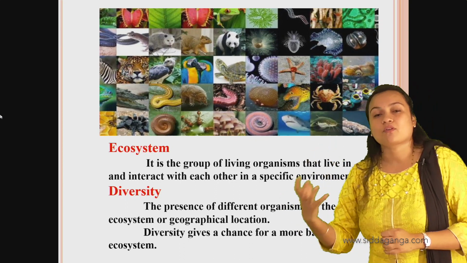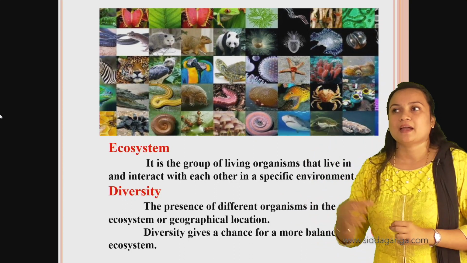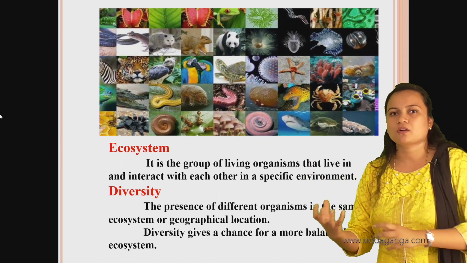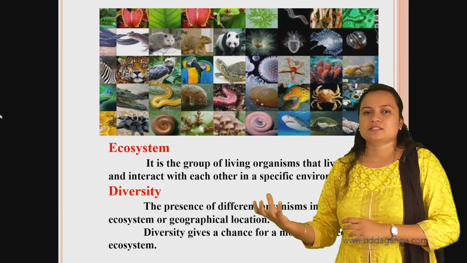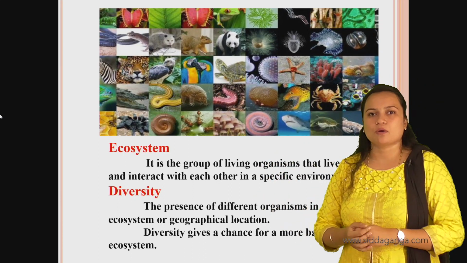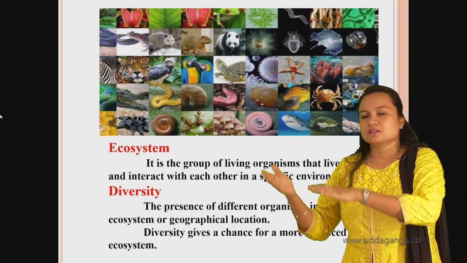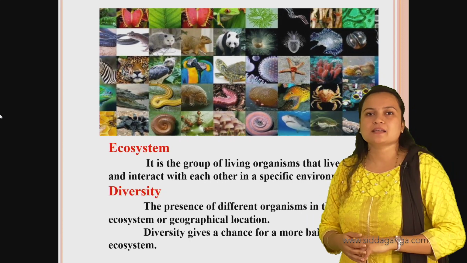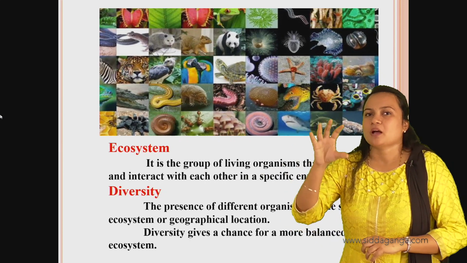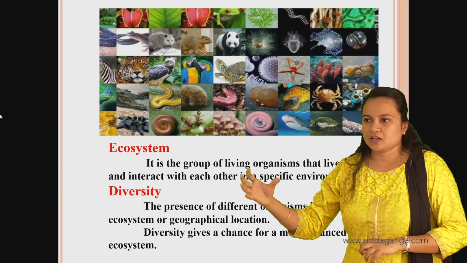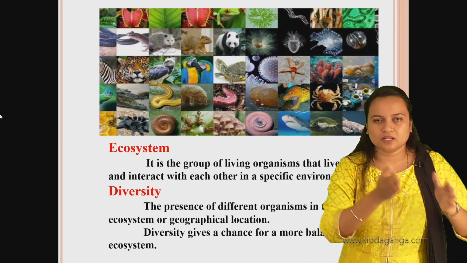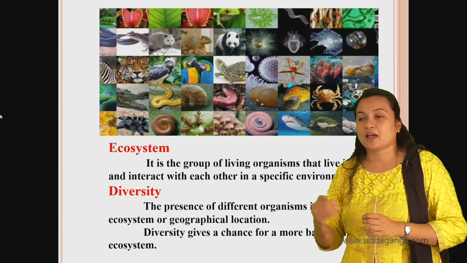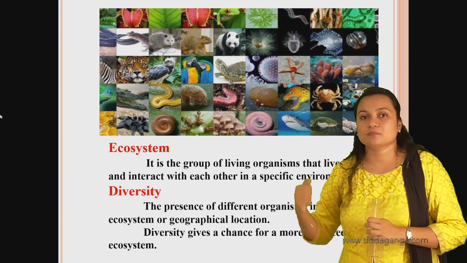For that sake the frog will be present in that location, and these frogs will feed on the grasshoppers, right? Usually the frogs will feed on insects. So here what happens, the frogs will feed on grasshoppers and grasshoppers will feed on grass, right? Coming to the frog, if it is feeding on the grasshopper, then the grasshopper population may decrease and the population of the frogs may increase.